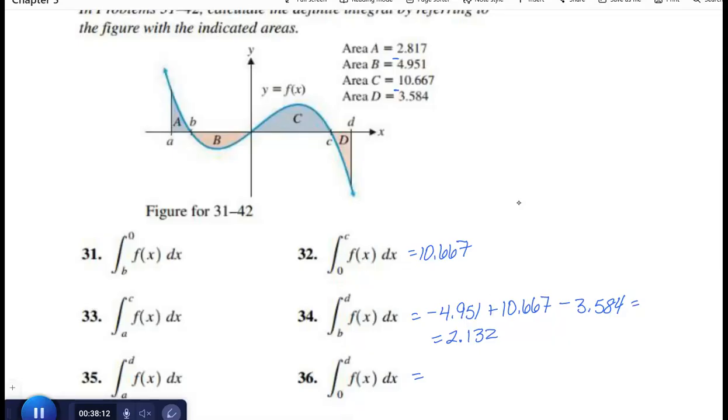If we look at 36, we're going from 0 to D. So 0 to D would be these two regions. C is a positive value. And then D is a negative value because it lives below the x-axis. So we're just going to add that together.